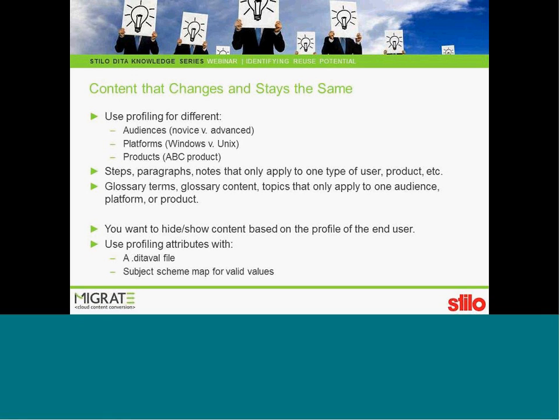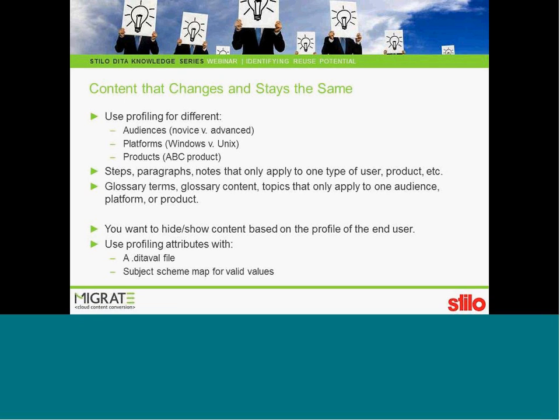You're going to probably use profiling, or you maybe have used profiling already. This is the audience attribute, the platform, product, other props, and props. Those are the five that you've got available for profiling content. And if you're an old FrameMaker user like me, you're constantly flipping to calling it conditional content. It's the same thing. Technically speaking, they're called profiling attributes.